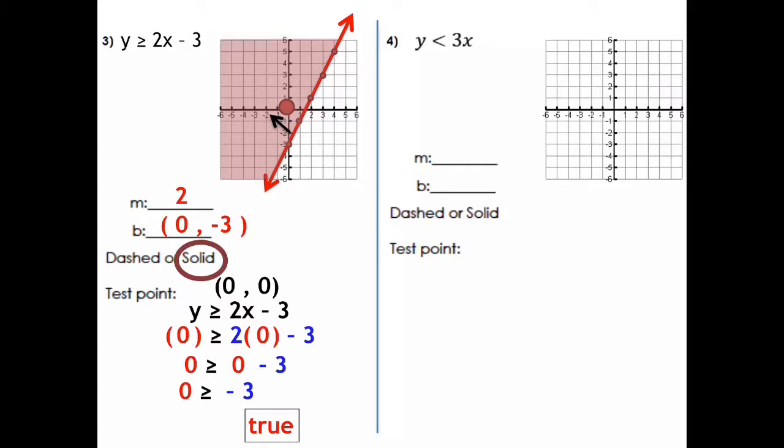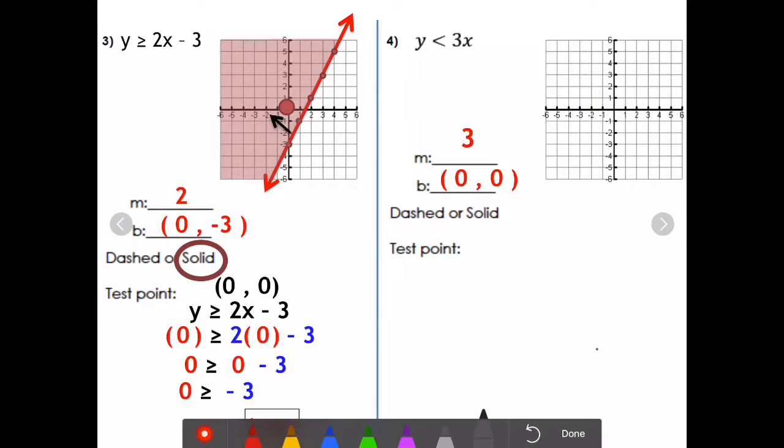All right, now for number 4, we have y is less than 3x. Now, what is the slope and the y-intercept? Okay, so our slope is 3, and hopefully you notice that the y-intercept is 0 because we have nothing over here. We could say plus 0, so that plus 0 is the y-intercept, and that tells you that 0, 0 is the y-intercept.